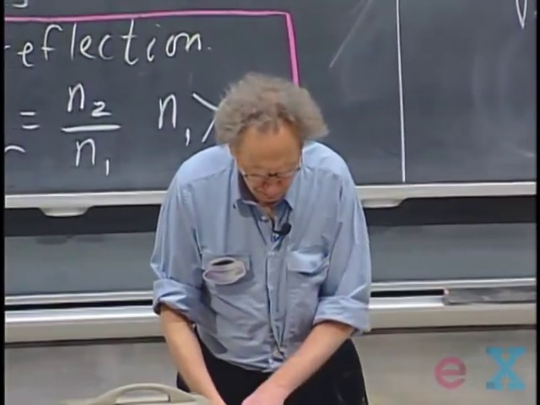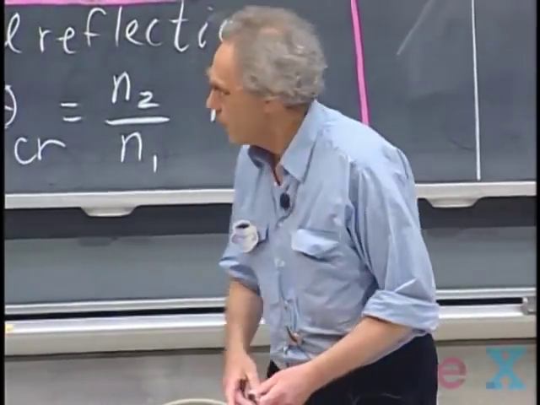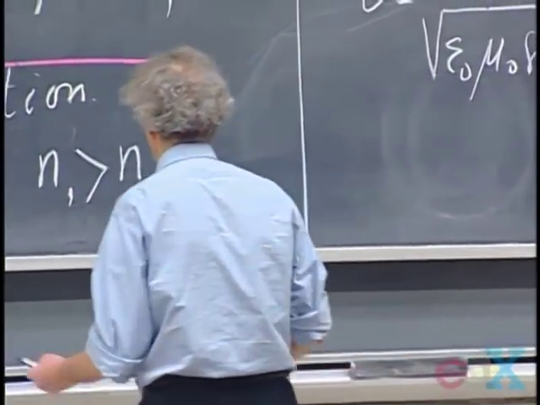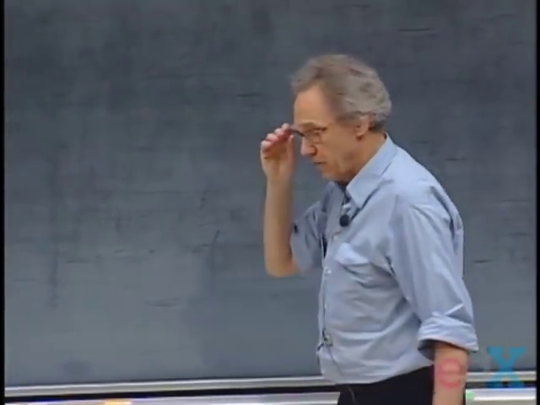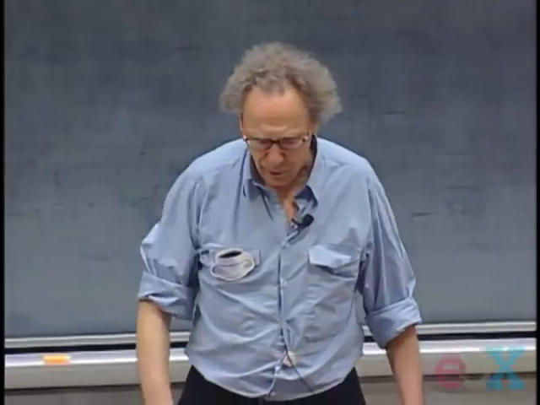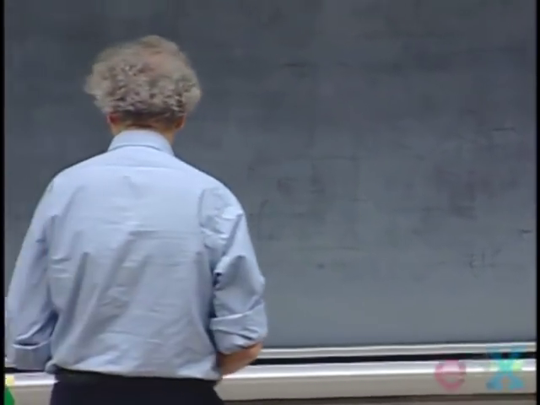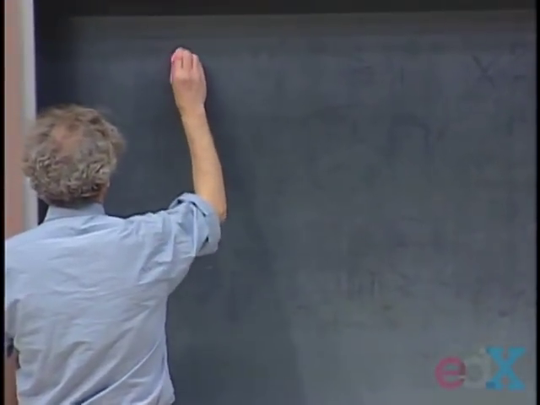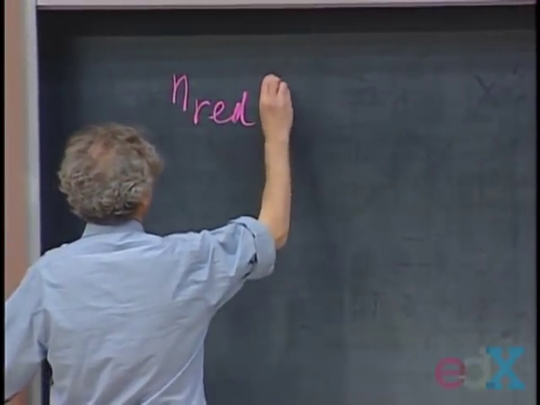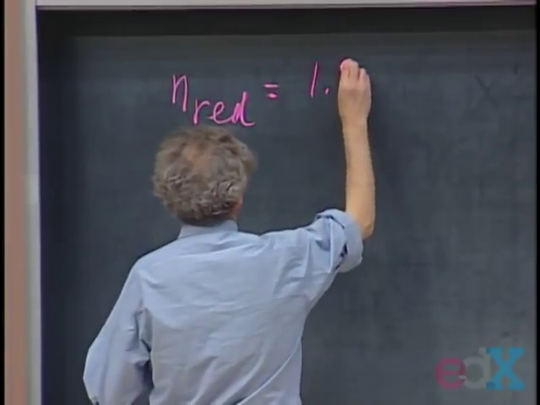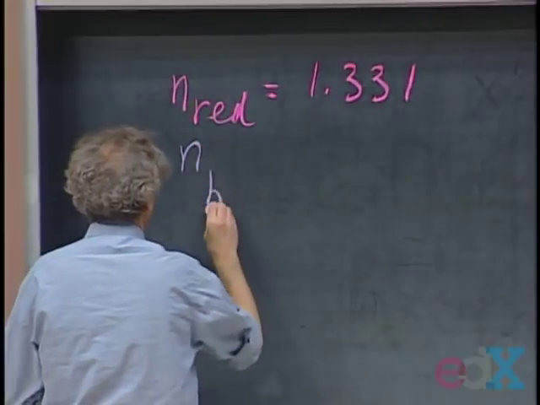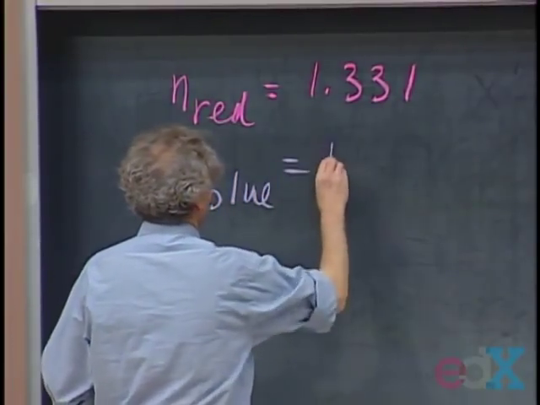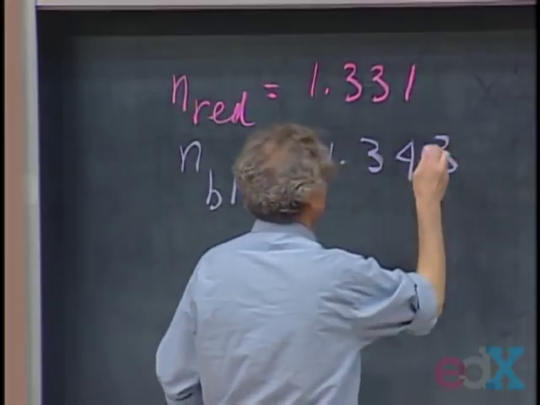The frequency effect is very noticeable. If you take red light and blue light, they have different frequencies, and therefore the index of refraction is different for red light and blue light. If I take water, the numbers I'm going to give you are for water, then the index of refraction for red light in water is 1.331, but the index of refraction for blue light in water is 1.343.